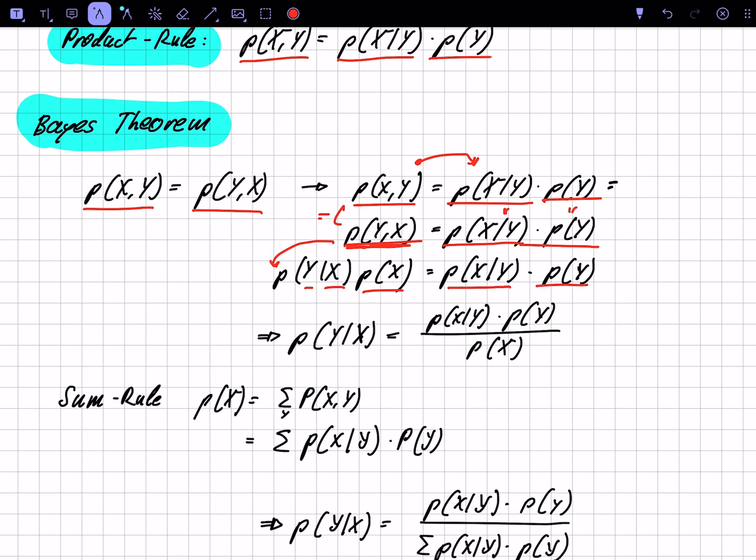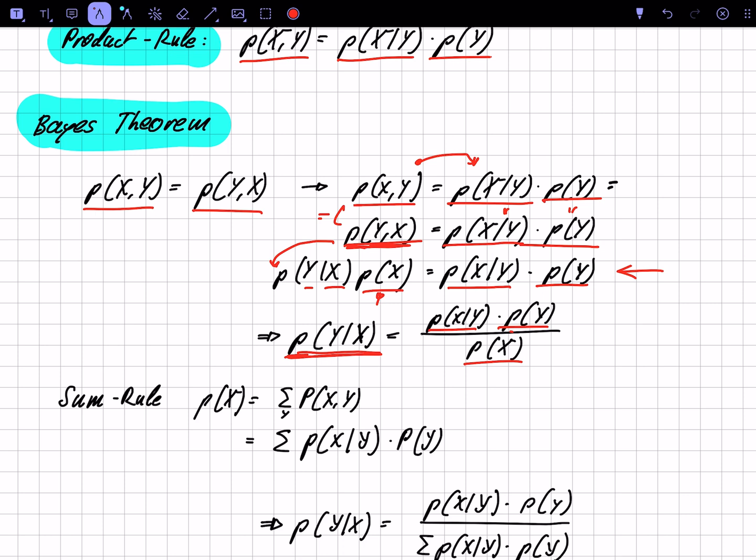So these two are basically the same thing, but we switch the x and the y on one side. Now we can divide by p of x, and we get the actual Bayes theorem. So we get the probability of y given x is the same as the probability of x given y times p of y, and the probability p of x. So this might be a little bit complicated, but this is actually a very, very powerful method of understanding what is going on with the probabilities.